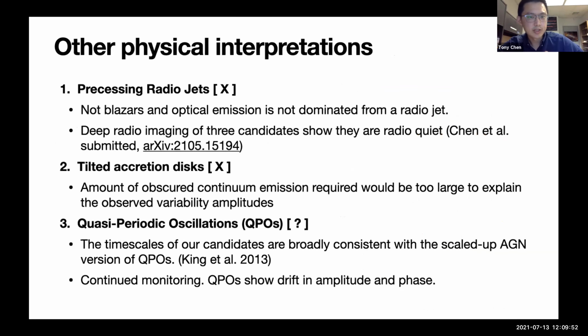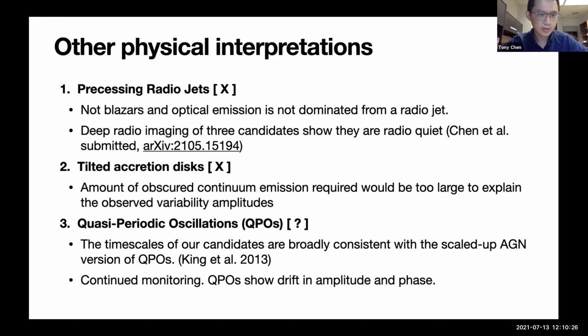However, we cannot just directly link the periodic quasars with the supermassive binary black hole. We should still understand other physical interpretations. So we discussed a few other physical interpretations for our candidates. First is the precessing radio jets. However, our candidates are not blazars, and their optical emission is not dominated by a radio jet.